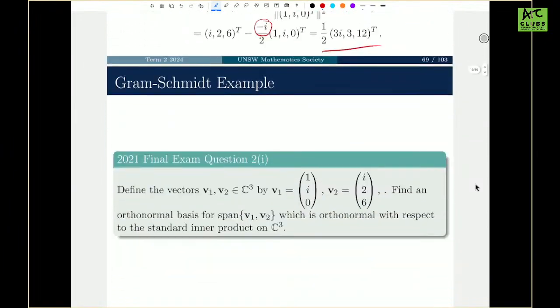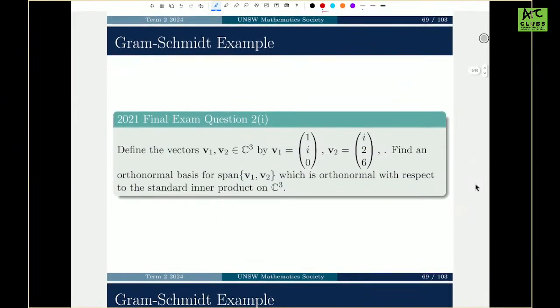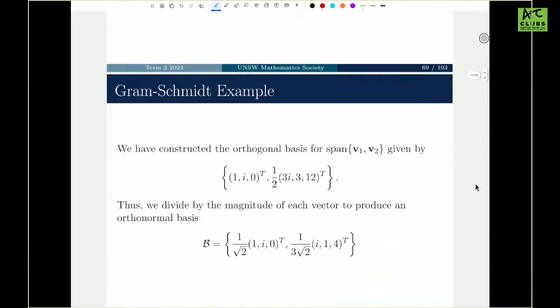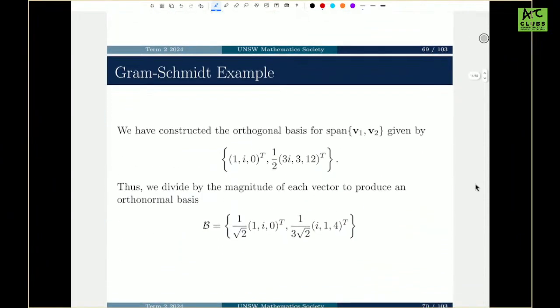Now they ask for an orthonormal basis. So, yeah, we've constructed an orthogonal basis, but that's obviously not good enough. We want an orthonormal one. So we just find the magnitudes of each vector, respectively, and we just divide through by it.